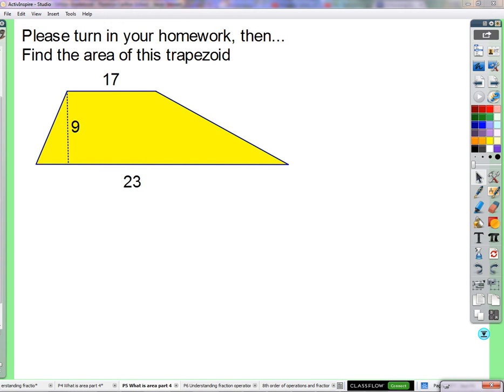Okay, see a lot of good stuff out there. Now, if I had some kind of a formula, I could plug all these numbers into the formula and it would find the area, right? We want to not have that be mysterious.